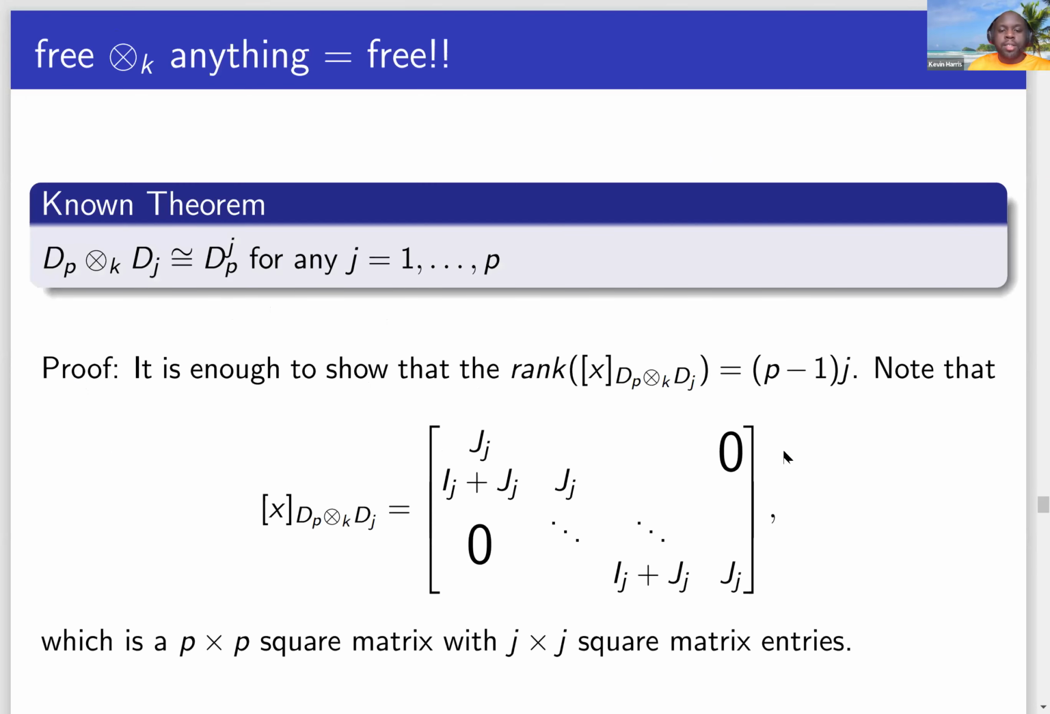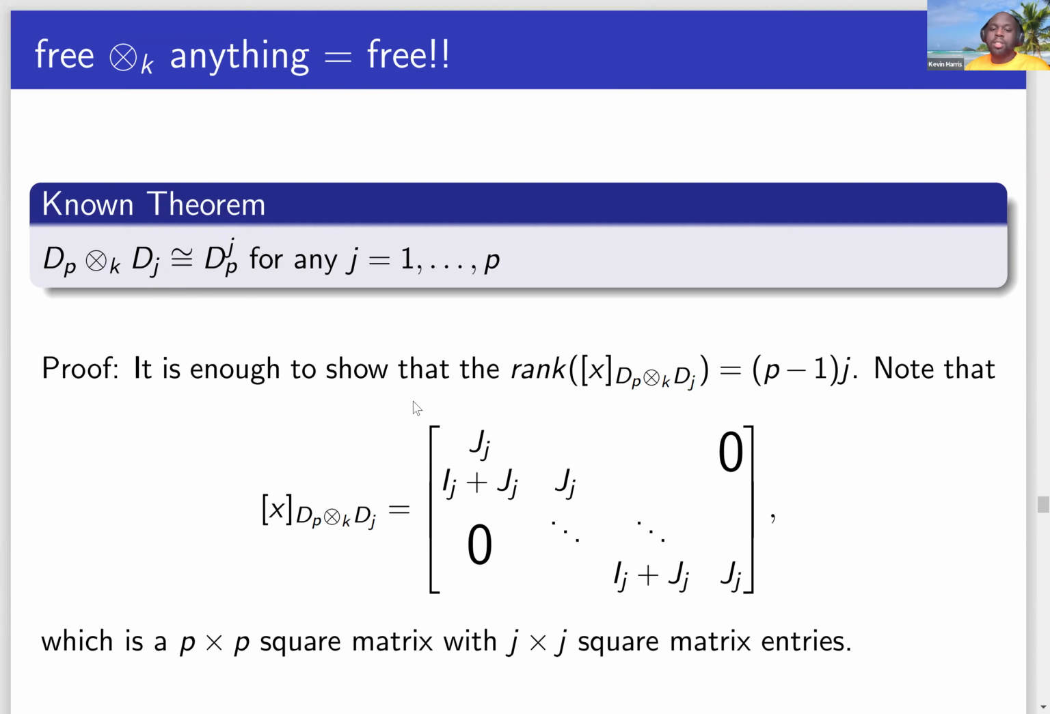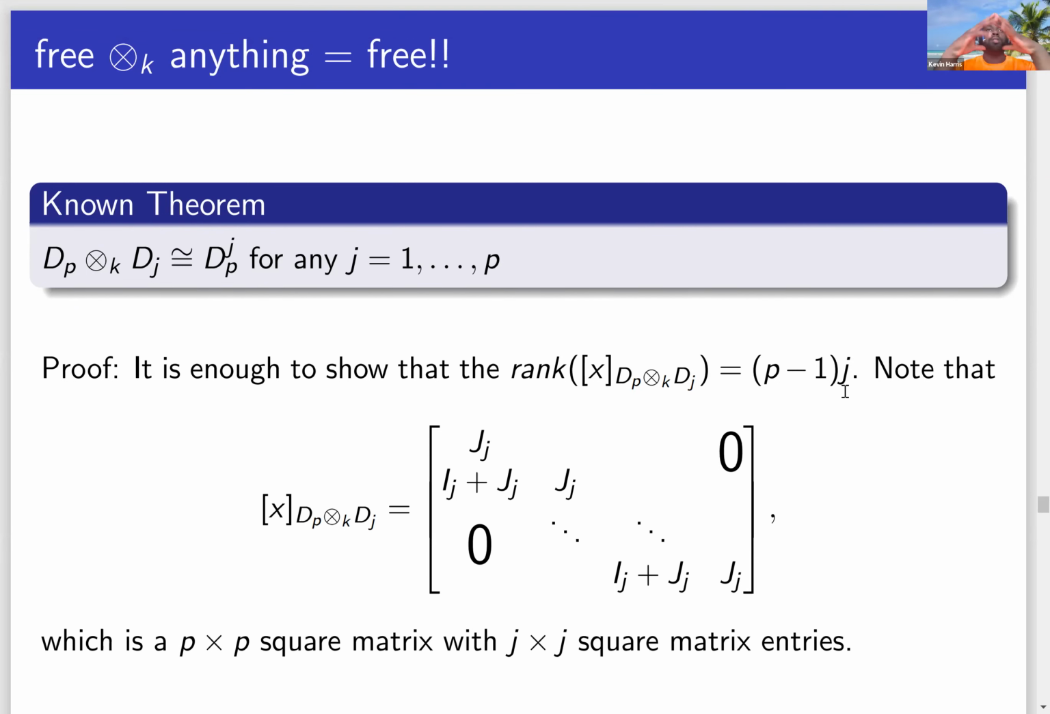That's so, yeah, this is sort of a proof using the matrices, basically of the fact that you take something that's free, tensor with something else. So a DP tensor with DJ, and you should get something that's free. You should get J copies of the DP. And this is using the matrices to do that. And basically all you want to do is show that the rank of this matrix is P minus 1 times J, because that means that its decomposition is only going to have J blocks. And the only way that's possible is if each of those blocks is a JP block or a DP block, if you will. Okay, so that's sort of what's happening with this proof.